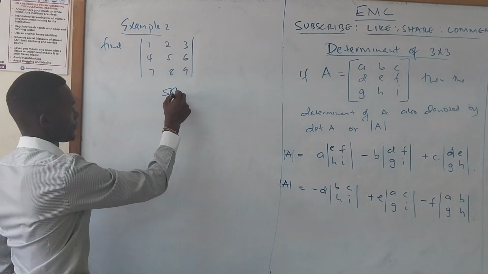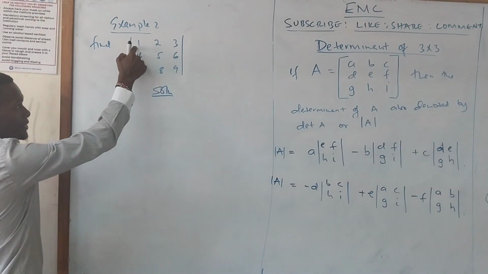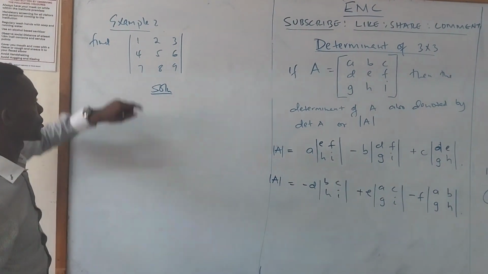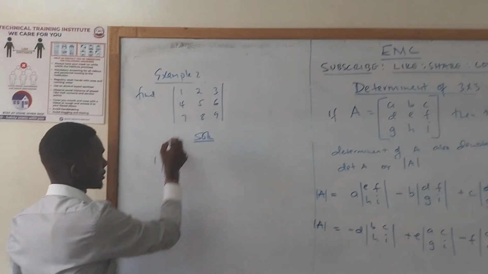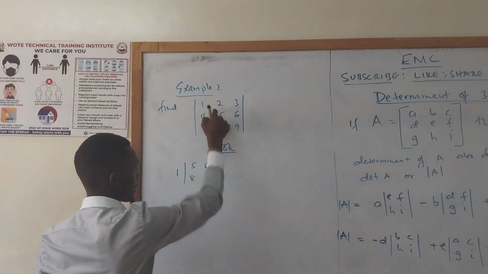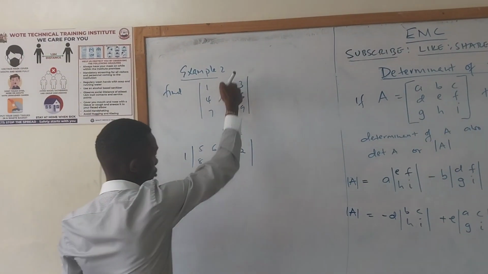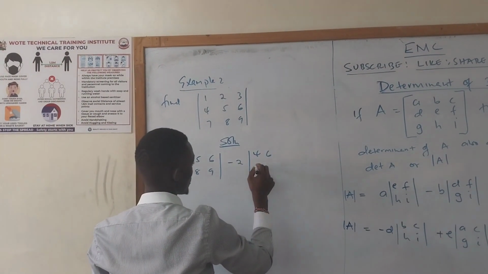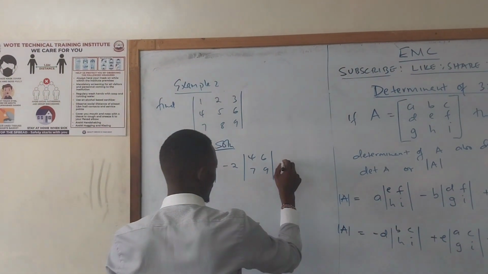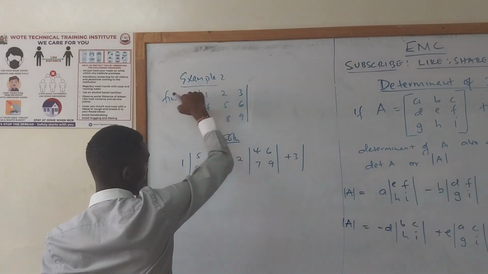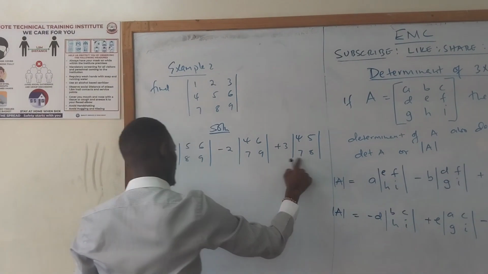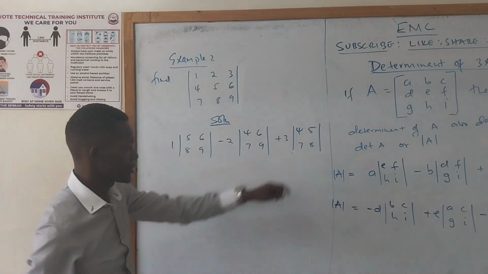So, solution. Again, you take the first element. In this case, we shall be multiplying the numbers as we progress. So you close this and this, you have 5, 6, 8, and 9. Then the second number is negated, so 2, you close this and you close this, you remain 4, 6, 7 and 9. Then the last number is plus 3, close this and close this, so you remain 4, 5, 7 and 8. So that is what you're supposed to be evaluating.